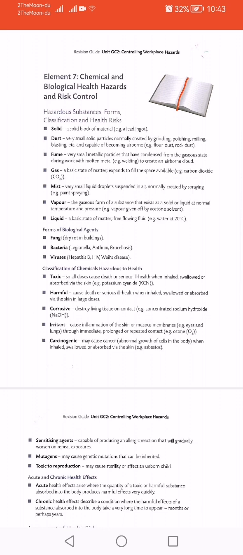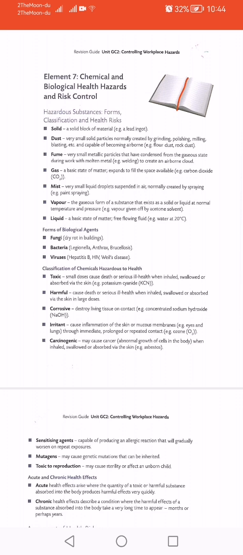Then we're talking about liquid also. Liquid is a basic state of matter, a freely flowing fluid, like water at 20 degrees. Talking about the form of biological agents. Biological agents, you have fungi, bacteria, and virus. So three.